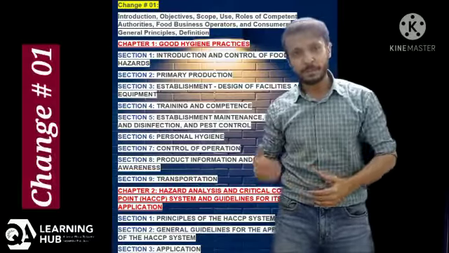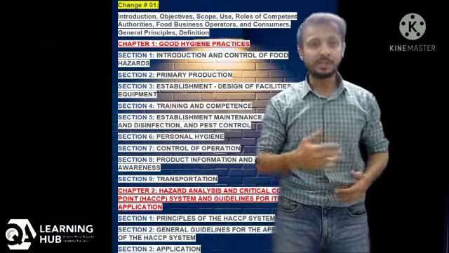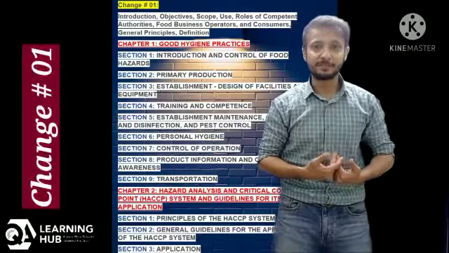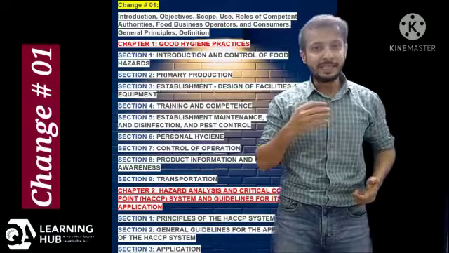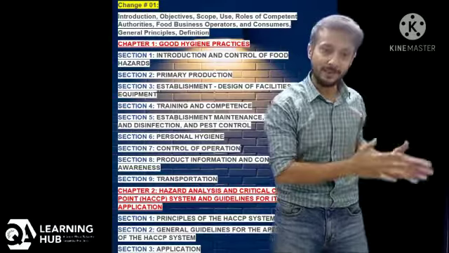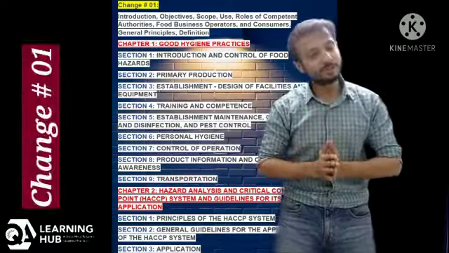in the beginning. Then they have chapter number 1, that is good hygiene practices, and this chapter has 9 sections, including basic GMPs. Then comes chapter number 2, that is the HACCP system and guidelines for its application, and this chapter includes 3 sections.